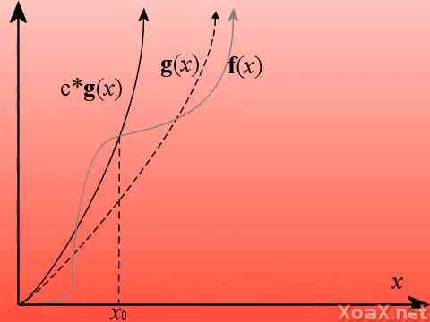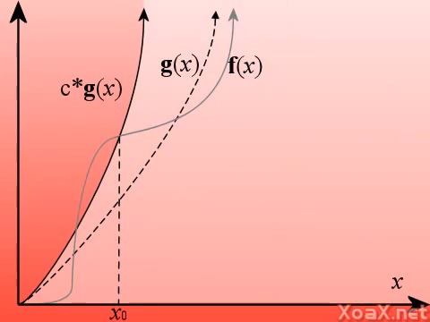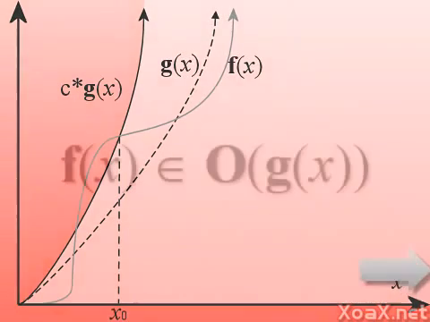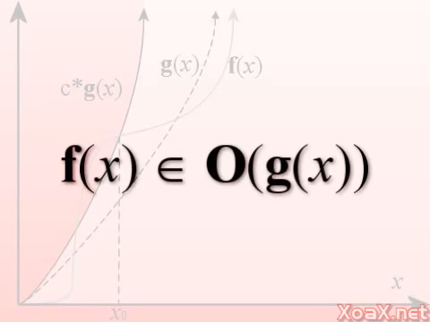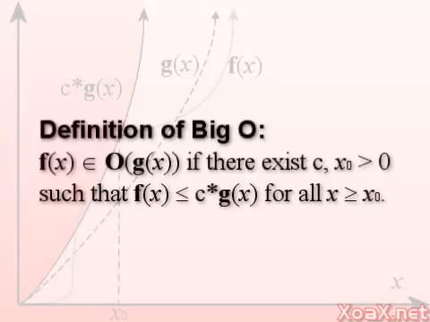Assuming that the graph of f of x does not intersect the graph of c times g of x after the point x0, we know that the graph of f of x remains in this white region for all x to the right of x0. In this case, we say that f of x is in big O of g of x. Formally, we say that f of x is in big O of g of x if there exist positive constants c and x0 such that f of x is less than or equal to c times g of x for all x greater than x0.